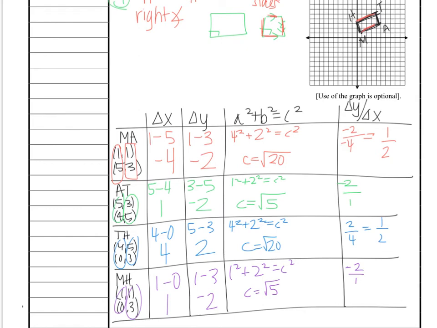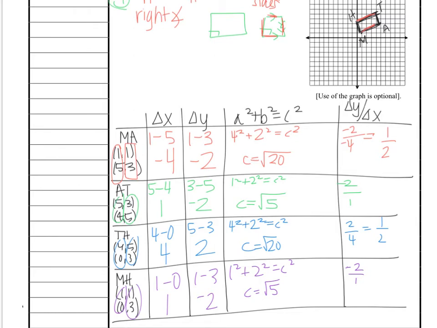All right, here's my table. Hit pause if you want to check it more thoroughly, but I got square root 5, square root 20, square root 5, just going down the list. And then for slopes, I had negative 2 over 1, 1/2, and negative 2 over 1. So now we're ready to make some conclusions about what we see.